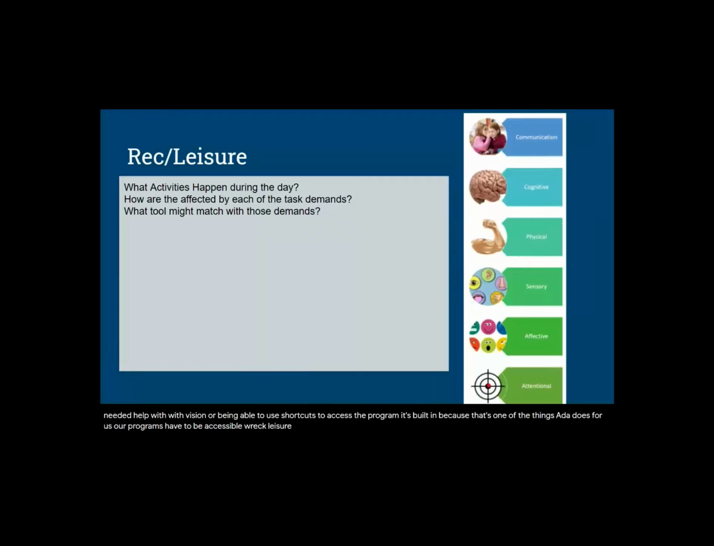Rec leisure, going out on a limb here, it is something that's important to everyone's life. I think we know how a lot of these things can fit in. Rec leisure definitely involves a lot of communication, sometimes some planning, physical, depending on the activity, being able to kind of exist in that space, hearing and vision wise, affective, it should be something really fun and intentional. Just being able to focus on the group and the task at hand.